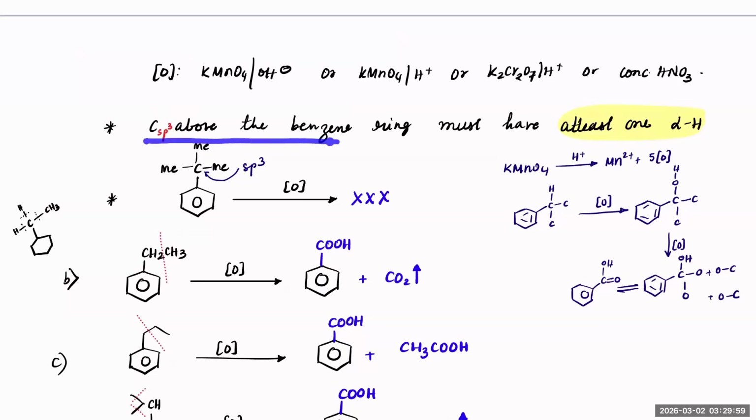So you can see above, the benzene ring must have at least one alpha hydrogen for oxidation to happen. KMnO4 usually gives nascent oxygen in acidic or basic medium. That nascent oxygen requires at least one hydrogen to get inserted. Once the insertion happens, it will start breaking all the side chains and convert them into benzoic acid. Typically, this is how it will happen.